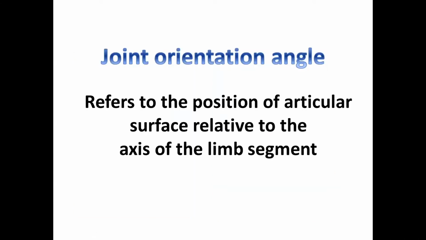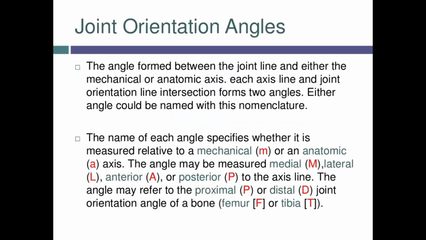So now we come to joint orientation angle. It refers to the position of the articular surface relative to the axis of the limb segment. So how is it drawn? The angle formed between a joint line and either the mechanical or anatomical axis. Each axis line and the joint orientation line intersect and form two angles. Either angle could be named with the nomenclature.